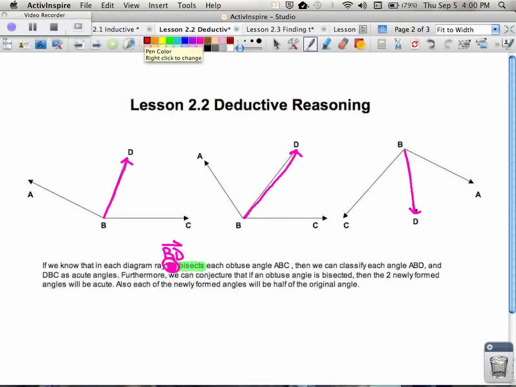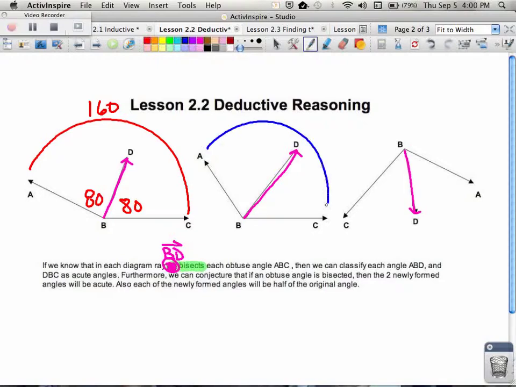For example, if I know that the original size of angle ABC was 160 degrees, and then I bisect that, I see that left over I have 80 and 80, because the word bisect means that I chopped in half. Or I could have told you that that angle ABC was 140 degrees. Again, if I bisect it, it means 70 and 70. And then in the last one, if I wanted to say, for example, that that obtuse angle, whoops, bad color, maybe I should choose a different color, sorry.